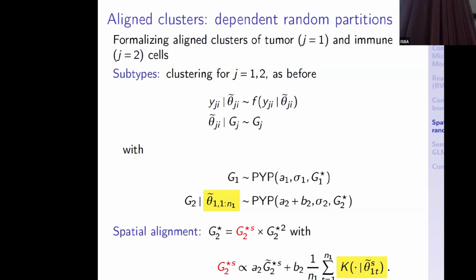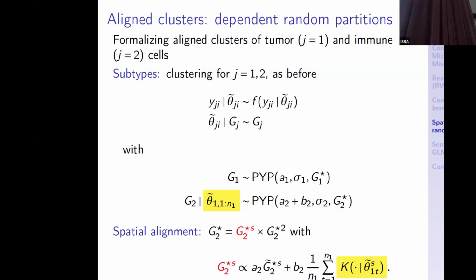We are setting up a Dirichlet process with base measure G2 star. And in the G2 star, that's where the action is. The G2 star has the spatial part to it and the gene expression feature part. In the spatial part, we do the following thing. In the spatial part, we are setting up a mixture.